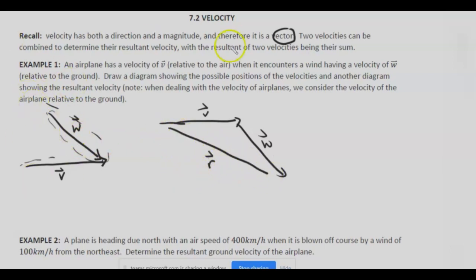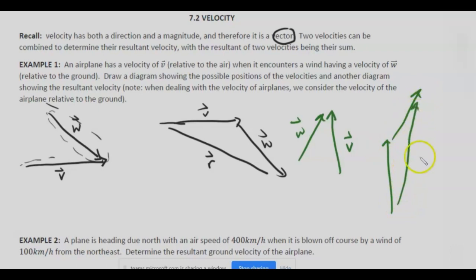Okay, this could have been any sort of situation. So the airplane could have been going north and then encountered maybe a wind from this direction. So this would be vector v, vector w, and then our resultant vector would be looking like this, vector v plus vector w. So there are unlimited ways to draw this.